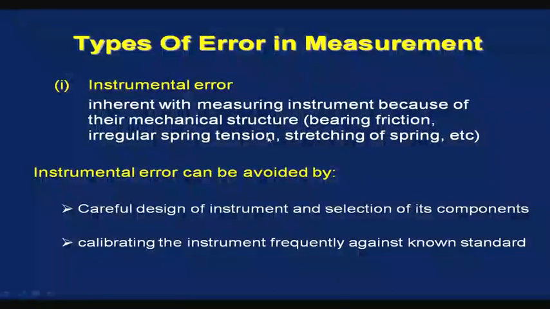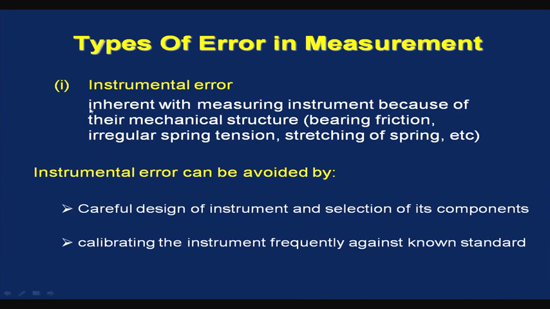Now, let us look at instrumental error. The instrumental error is inherent with the measuring instrument because of their mechanical structure, like bearing, friction, irregular spring tension, stretching of spring, etc. So, instrumental error is inherent with the measuring device. Instrumental error can be avoided by careful design of instrument and by careful selection of the components of the instruments. It can also be avoided by calibrating the instrument frequently against known standards.